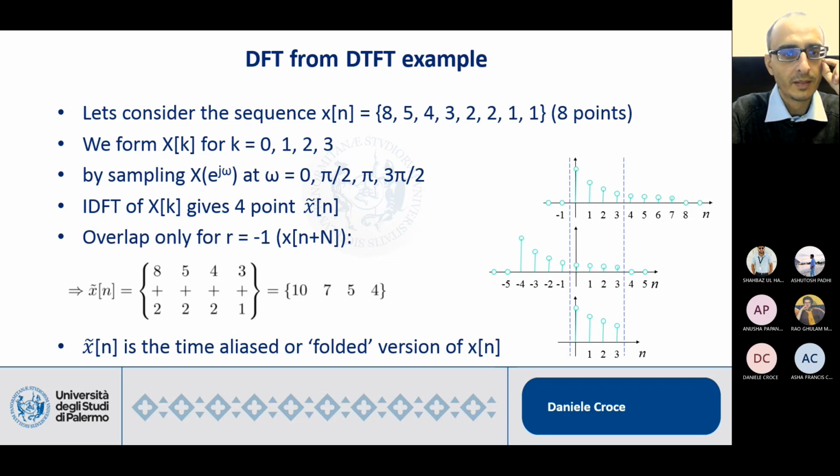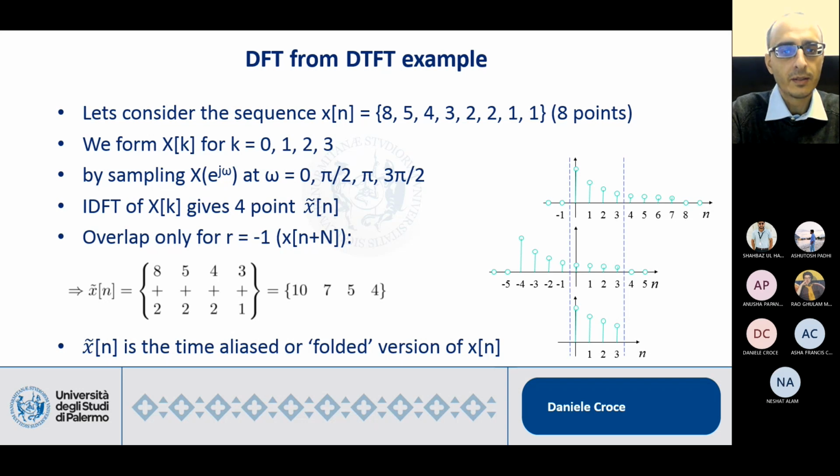Okay? So we cannot reconstruct the original sequence x of n, because since we have used only 4 points for the DFT, for sampling the discrete time Fourier transform, the sequence that we obtain, x tilde of n, is the time aliased, or the folded version of x of n, on only 4 points.